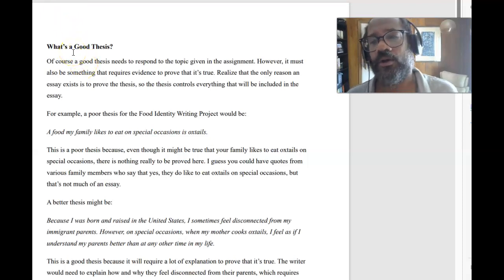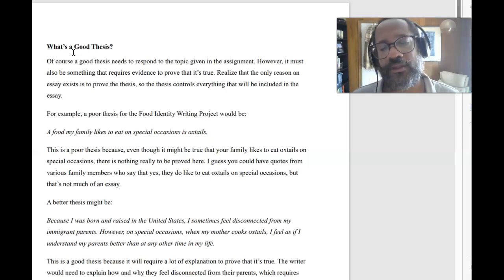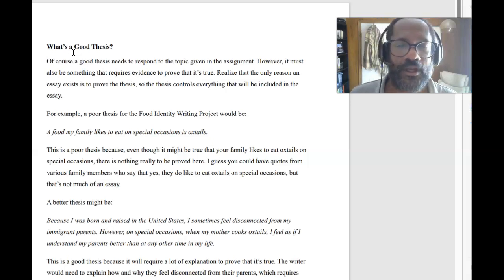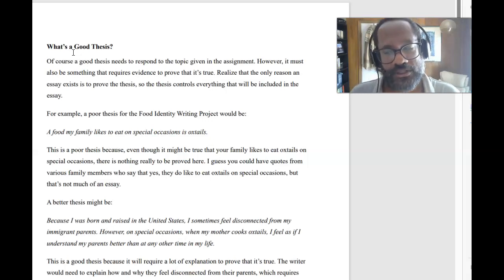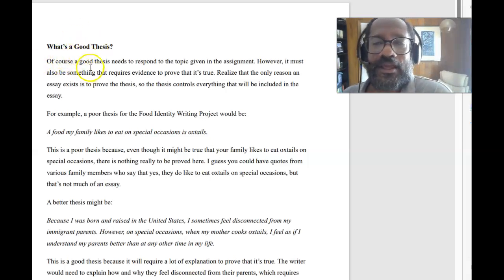So I want to talk about what makes a good thesis for your food writing project. This is basically a lot of the same document. I adapted this document from the document that I gave you on how to write a language and identity thesis. So same basic thing, but I want to just emphasize what you might think about in terms of food. And again, a lot of this language is exactly the same.